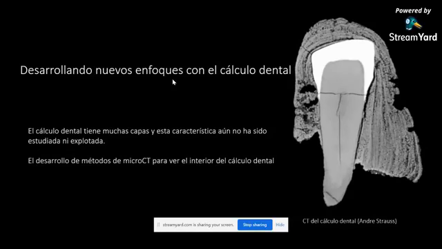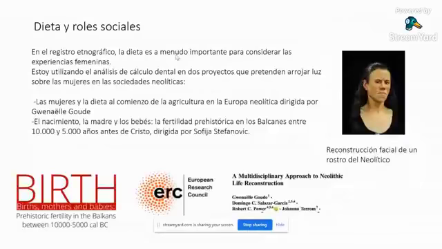Almost finished, but lastly, I just wanted to mention diet and social roles. I think dental calculus has a very unique perspective in that we're looking at the diet of an individual, and with an individual we can look at how individuals lived, and we can do things like osteobiographies, reconstructing the life of how people lived, removed from the generalities of a group.